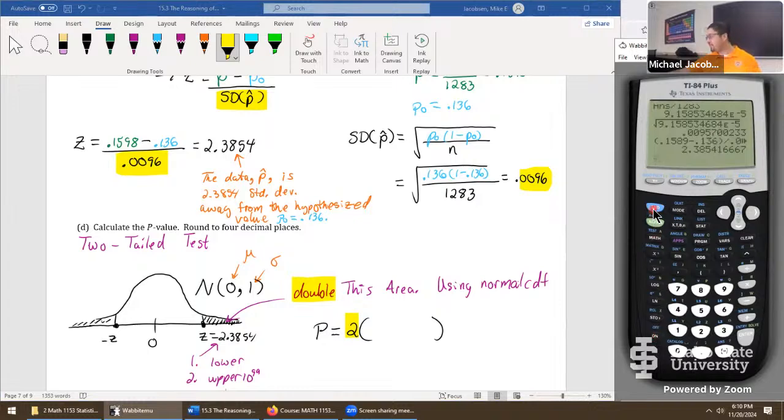So step 1, turn on the calculator. Step 2, hit second bars. We're going down to normal CDF, option 2. Lower updates to the test statistic, 2.3854.